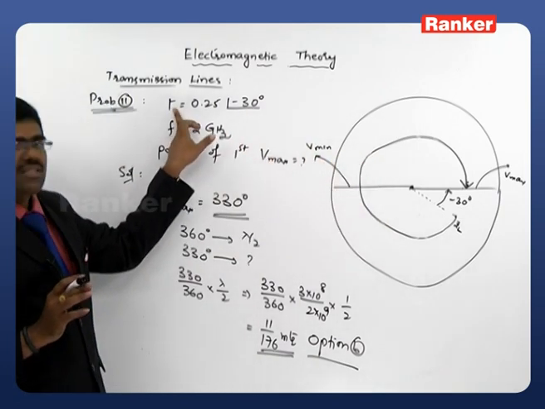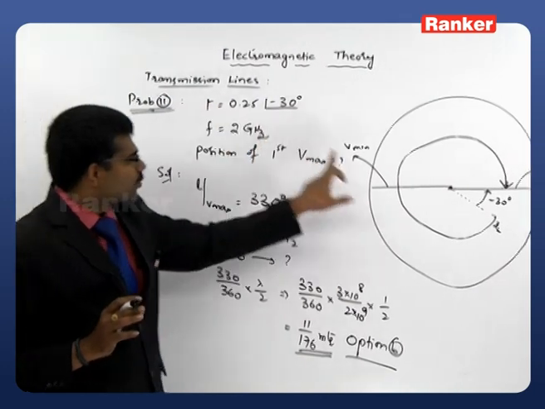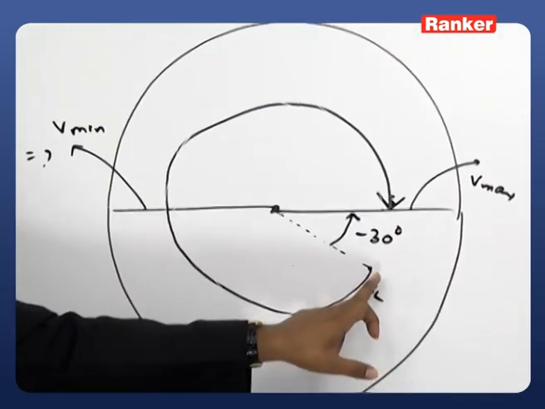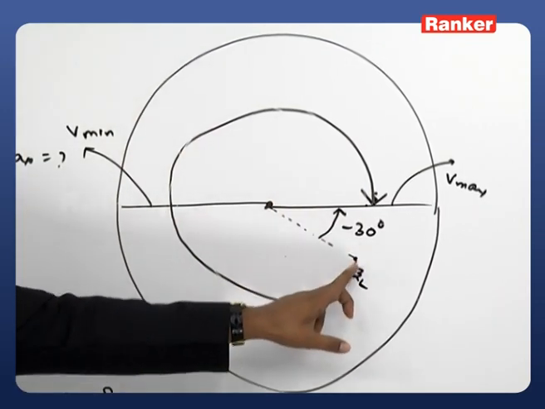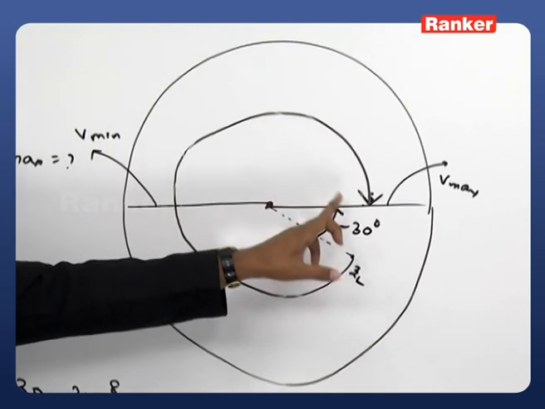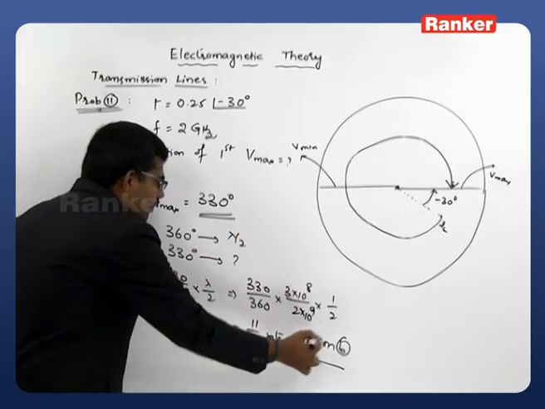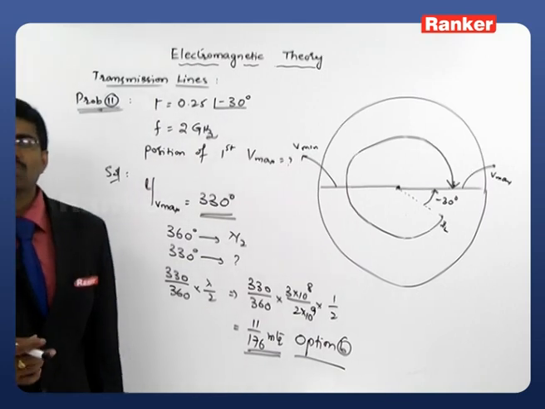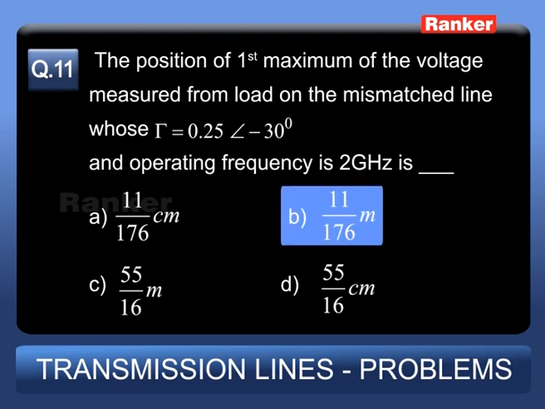Since gamma is available, you can represent this particular gamma on our Smith chart. This is the location of ZL as per our gamma. From gamma I represented ZL, and from ZL travel towards the generator. After traveling 330 degrees, which corresponds to this much distance, we will get the first maximum on our transmission line. This is the solution for this problem.